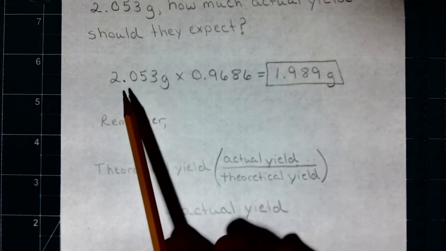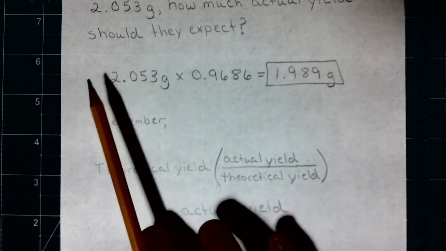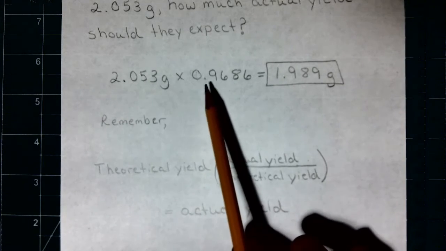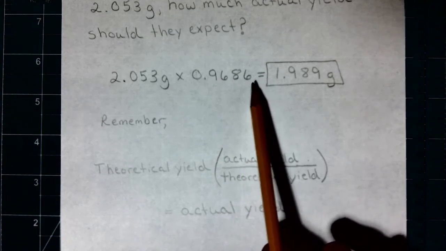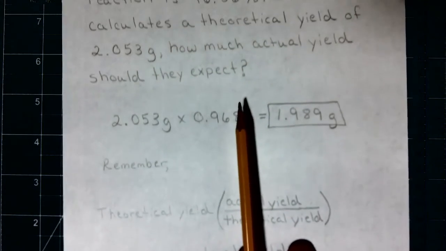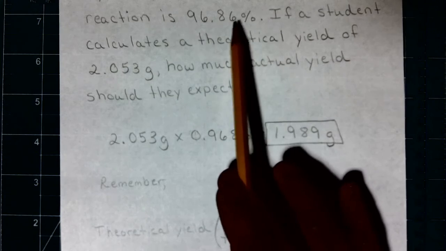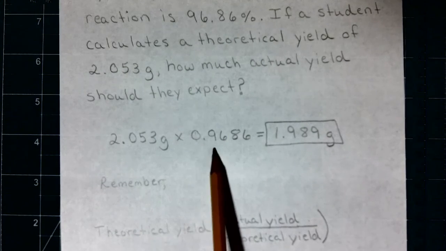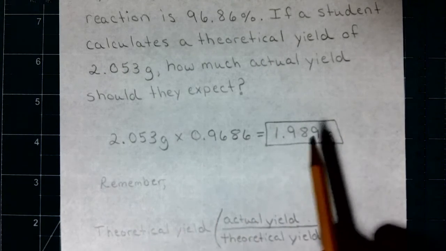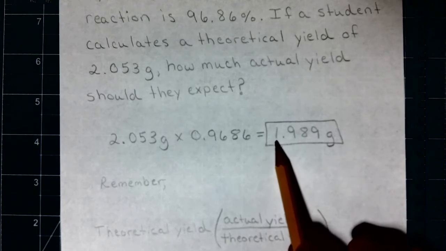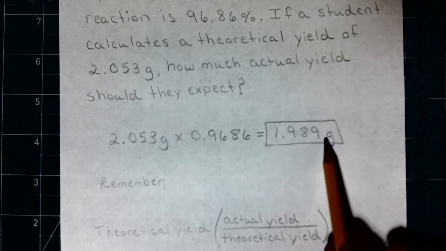96.86%. So we'll take that theoretical yield, we'll multiply it by 0.9686. Remember that you don't multiply directly as a percentage, but instead convert that to a decimal here. And we'll see that we could get an actual yield of 1.989 grams.